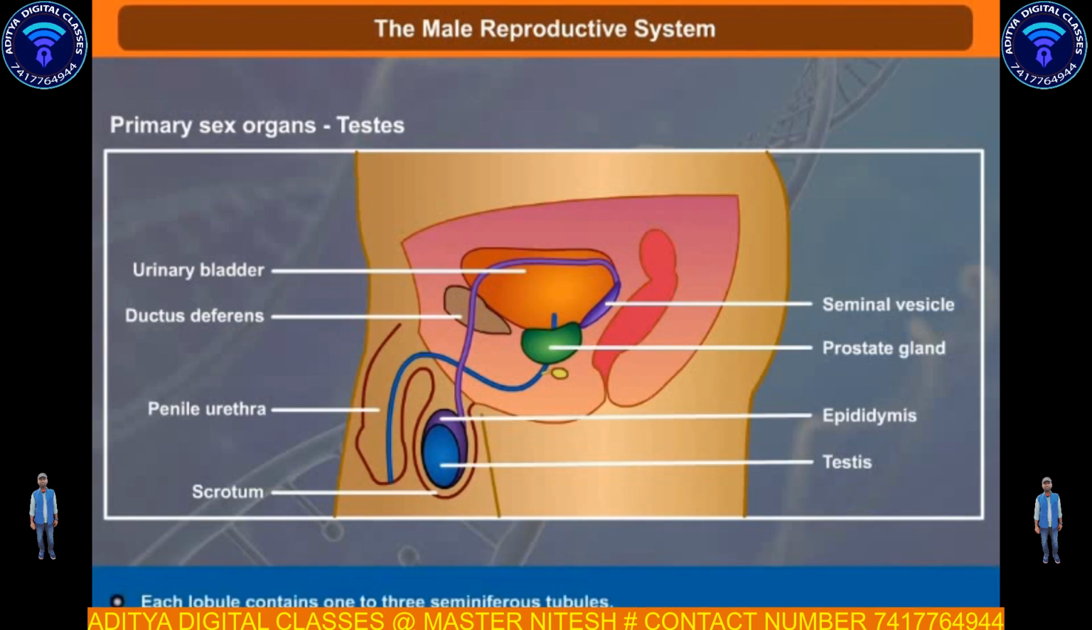Each lobule contains 1 to 3 seminiferous tubules. Each seminiferous tubule is lined by male germ cells and Sertoli cells. A male germ cell undergoes meiosis and produces sperm. Sertoli cells provide nutrition to the germ cell. In between the seminiferous tubules, there are interstitial cells or Leydig cells. Leydig cells produce testicular hormones called androgen, testosterone.